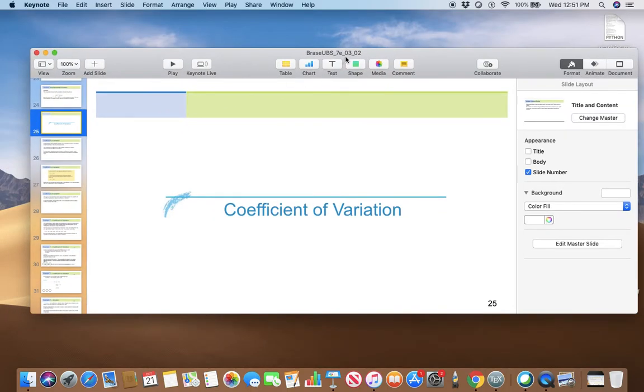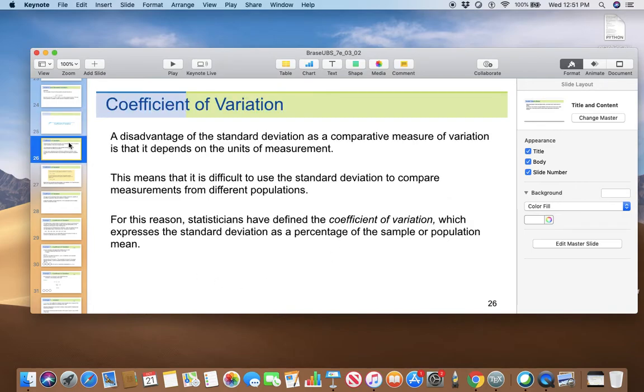Continuing on section 3.2, coefficient of variation. A disadvantage of the standard deviation as a comparative measure of variation is that it depends on the units of measurement. This means that it is difficult to use the standard deviation to compare measurements from different populations. So, for example, if somebody has worked out heights of people, somebody has measured them in feet, somebody else has measured them in inches, then the standard deviation will change.